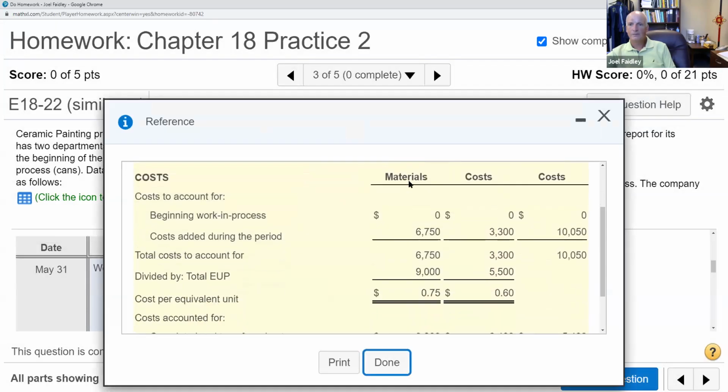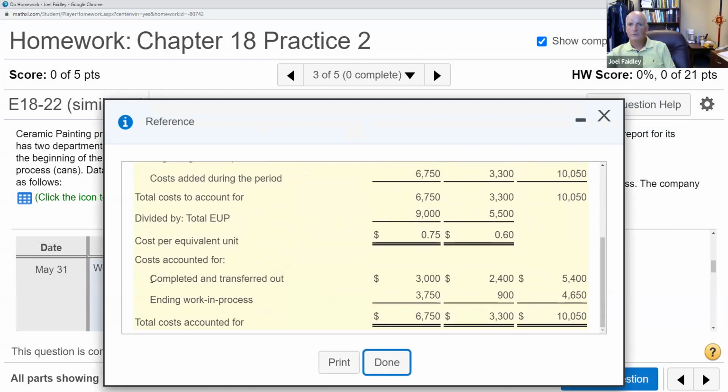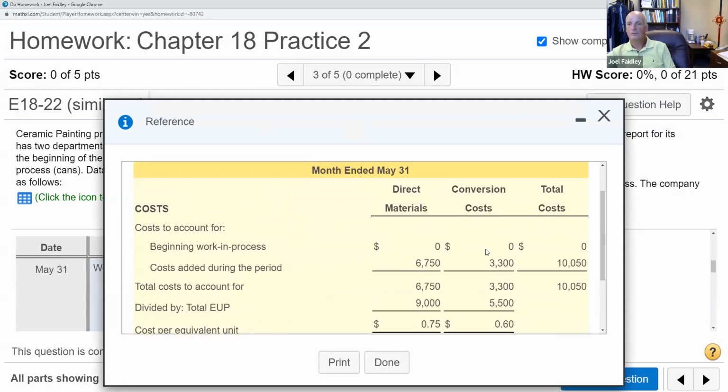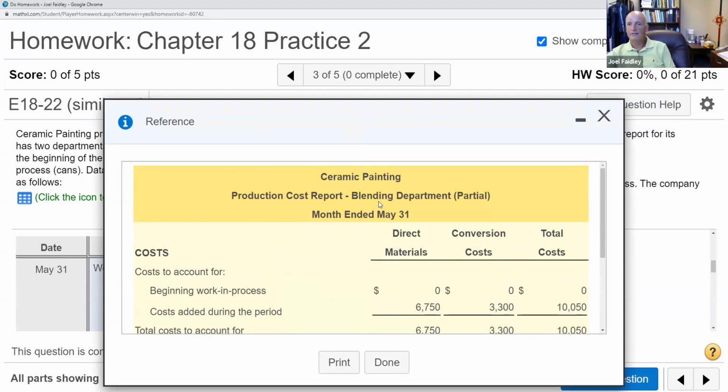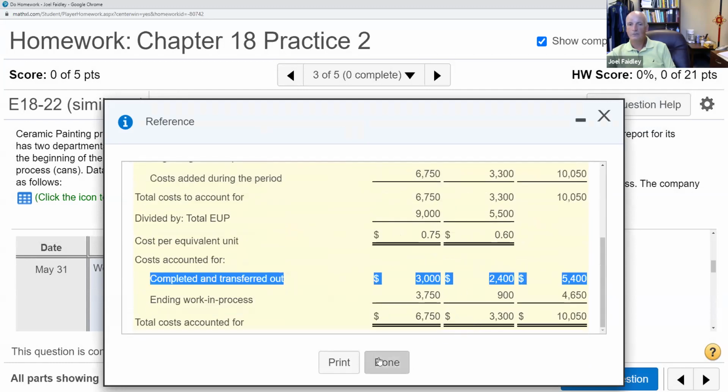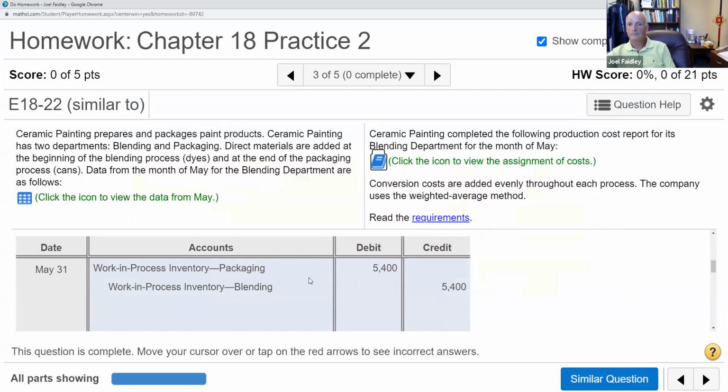Assignment of cost. What you're looking for here, completed and transferred out, because you're transferring from one department to another, aren't you? $5,400. And this is coming out of my blending department. $5,400. Credit from blending to packaging, the next work in process. You may have 10 different work in processes, which a work in process is another word for a department or a cost center.